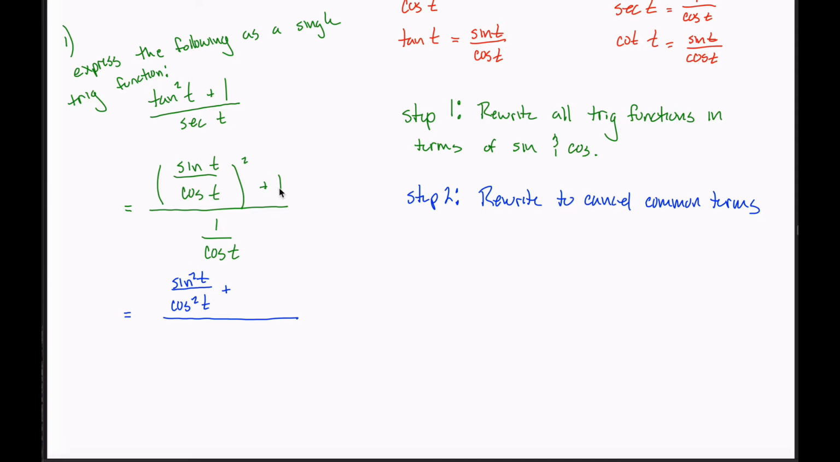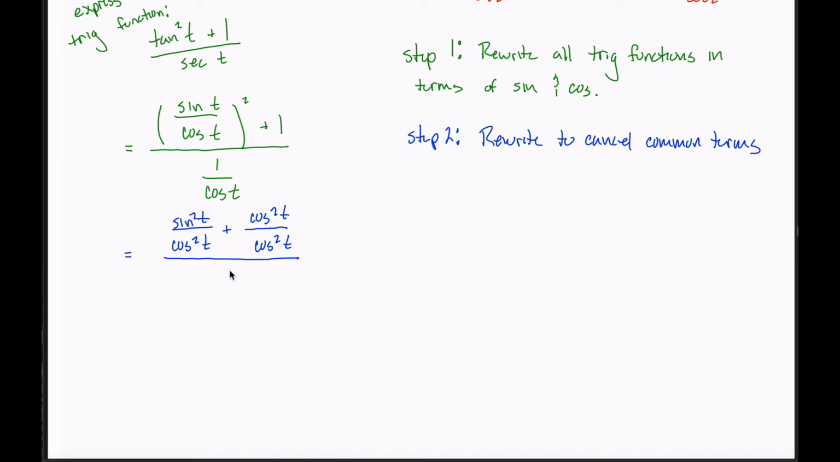I'd like to combine this plus 1 with this term. Well, in order to combine fractions, I need a common denominator. The least common denominator is cosine squared t. Instead of writing a 1 here, I'm going to write cosine squared t over cosine squared t. First, convince yourself that this really is 1. Anytime you divide a fraction by itself, you just get 1. And then understand why you're doing this in the first place, because you want this common denominator so you can turn this all into a single fraction in the next step.